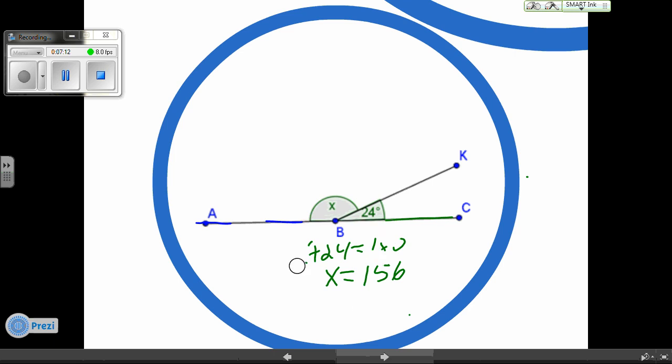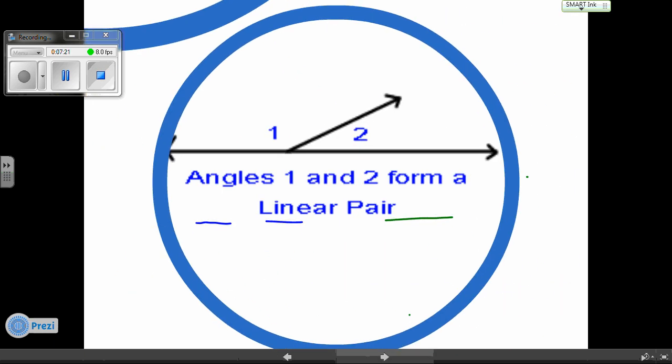I'm glad I can still do that. Anyway, we'll erase this one again. And we'll go into the next one.